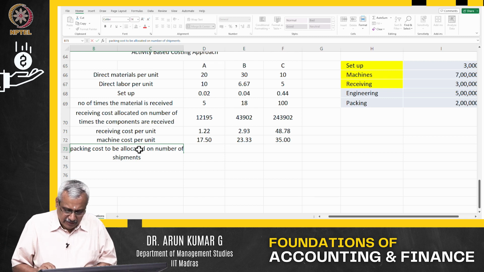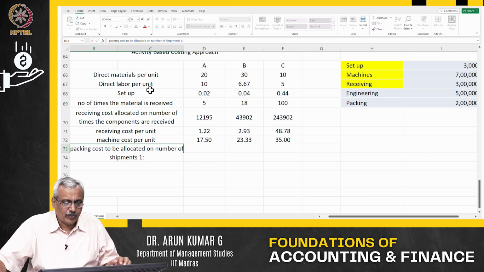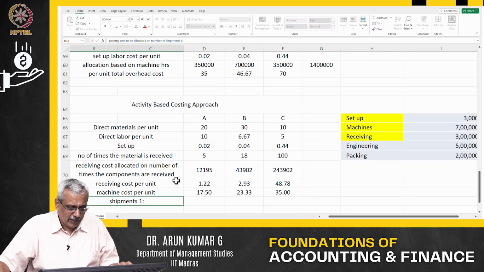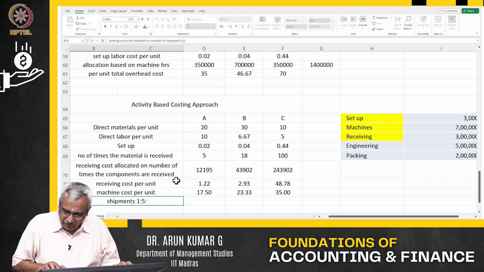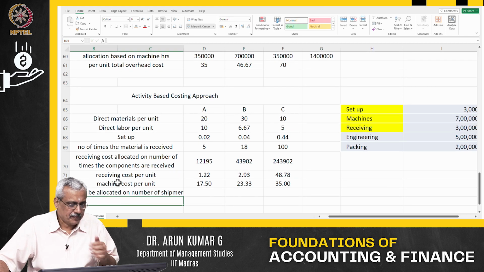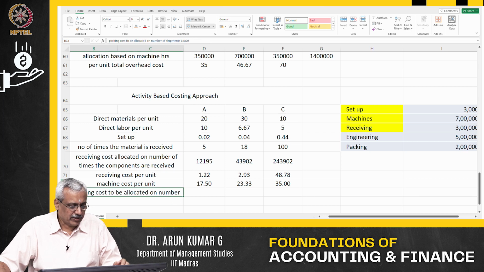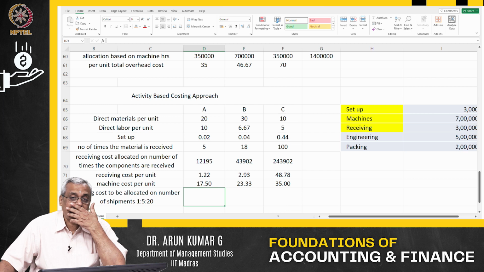That is in the ratio of 1 is to how many? For A, I have only one shipment. For B, I have 5 shipments. And for C, I have about 20 shipments. So that is what happens in this particular case: 1 is to 5 is to 20.